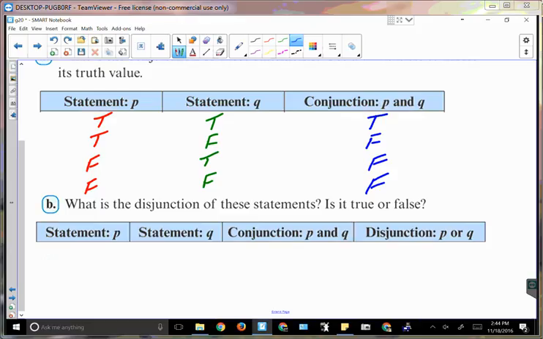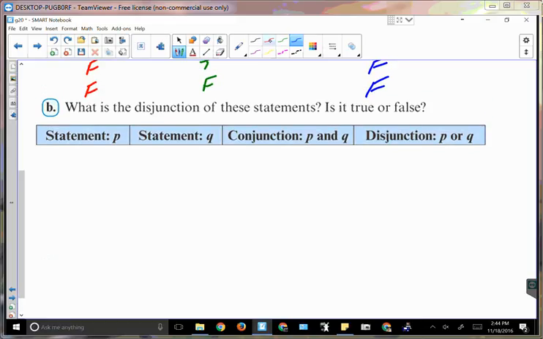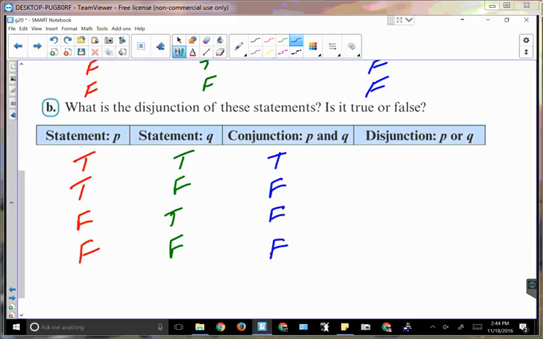So, let's take a look at the or part. Now, if I'm going to fill this out, I am going to have to do the same thing all over again. True, true, false, false, true, false, true, false. Now remember, our and turned out to be true, false, false, false. After a while, it gets pretty easy to go and pop these down, isn't it?